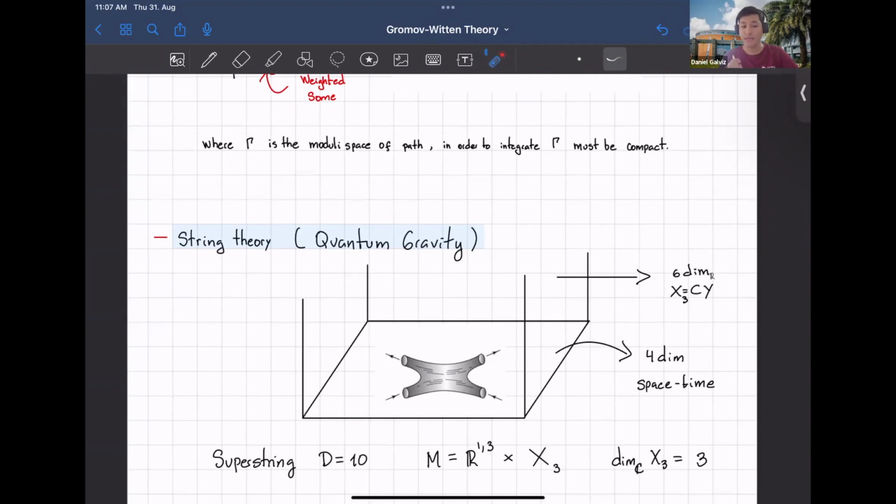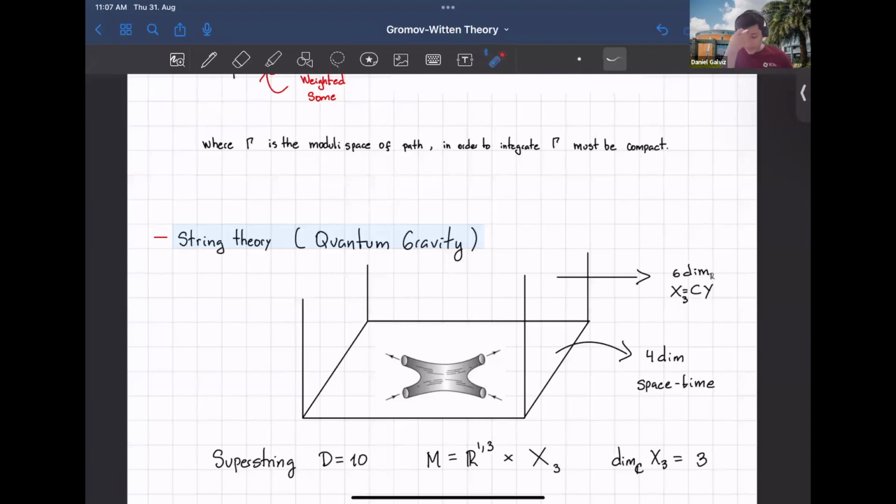And then this theory makes sense in 10 dimensions. So string theory predicts 10 dimensions. It says that in order to make sense, the universe has to be 10-dimensional. But we only observe 4 dimensions. So what happens with the other 6?